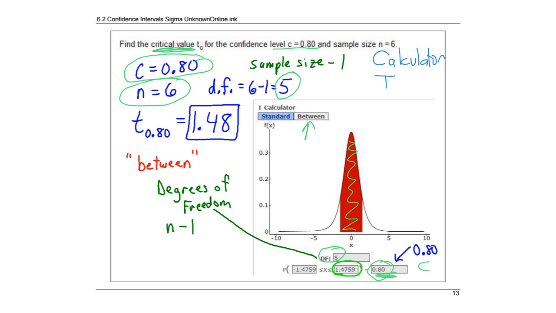Then when I hit compute, the computer is going to give me negative 1.48 and positive 1.48. Because they only want the critical value, I'm going to go ahead and put the positive number, 1.48. They know that we know that that also includes the negative 1.48.